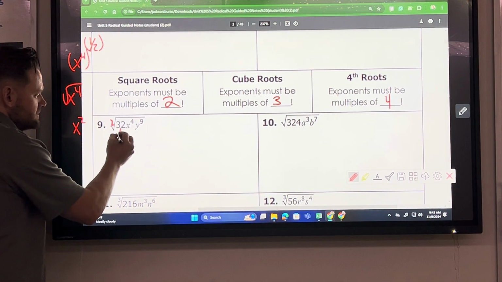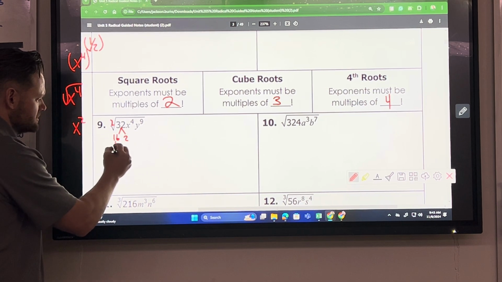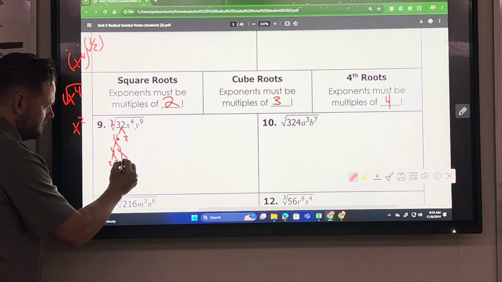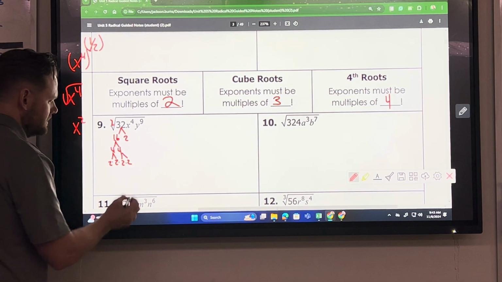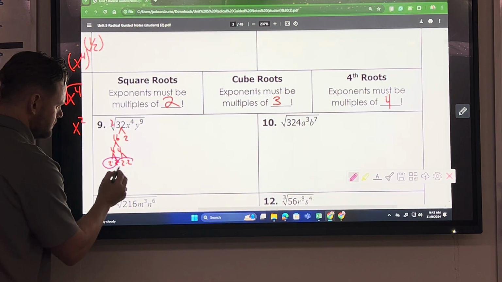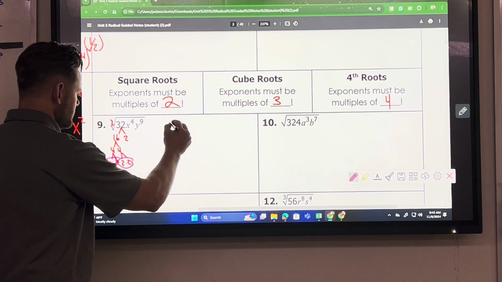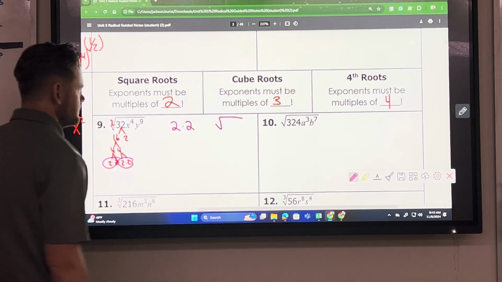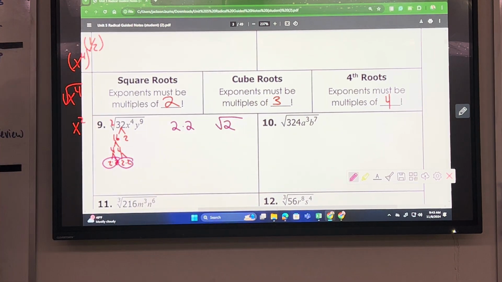So here, first, I'm just going to work with my number, right? 32 is just 16 times 2, which is 4 times 4, 2 times 2, and 2 times 2. My index is 2, so I'm looking at pairs here. How many pairs do I have? Well, I have a pair right here and a pair right here, and I'll be left with a 2 under the radical. So I know this is going to be 2 times 2, leave some space for my variables here, right? And a 2 is left underneath my radical.